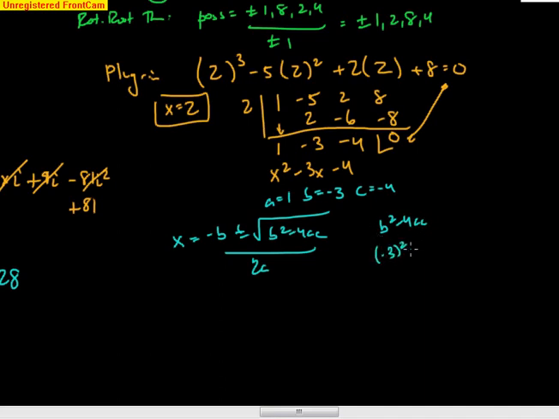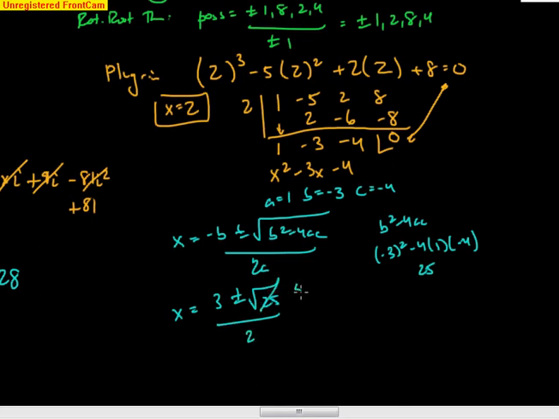That is negative 3 squared minus 4 times a times c. This is 9 plus 16, which is 25. And I like 25 because 25 is a perfect square. X equals the opposite of negative 3 is positive 3 plus or minus the square root of 25 all over 2a. A is 1. 2 times 1 is 2.